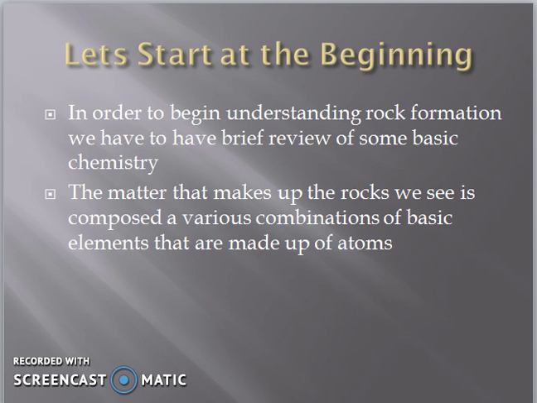Now to start getting an idea of how rocks form, we're going to start way back at the beginning and take a look at atoms and look at how they build up to eventually form rocks. So in order to begin understanding rock formation, we have to do a brief review of some basic chemistry. The matter that makes up the rocks we see is composed of various combinations of basic elements that are made up of atoms.